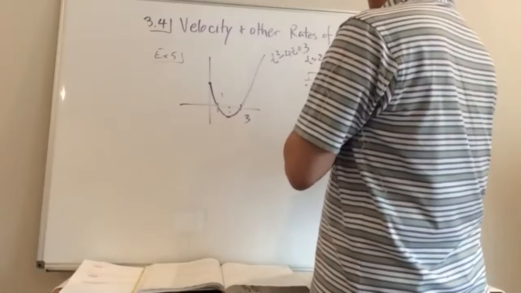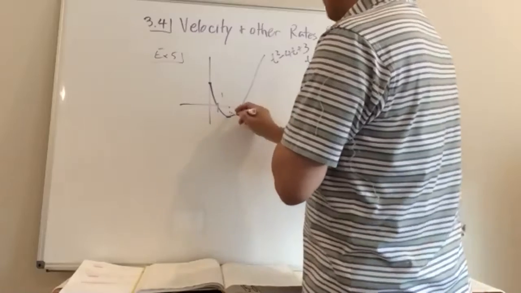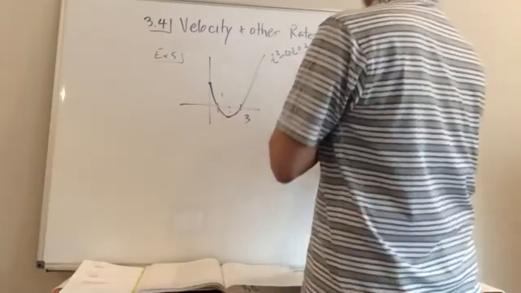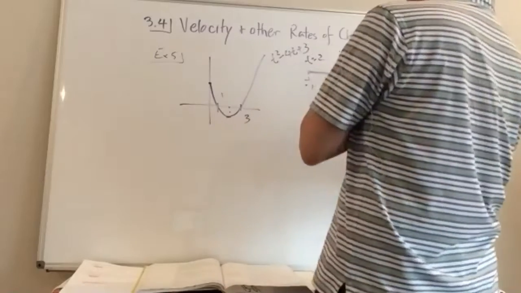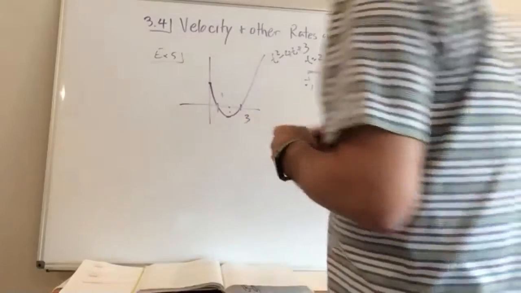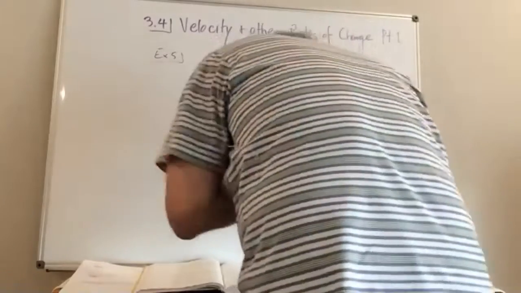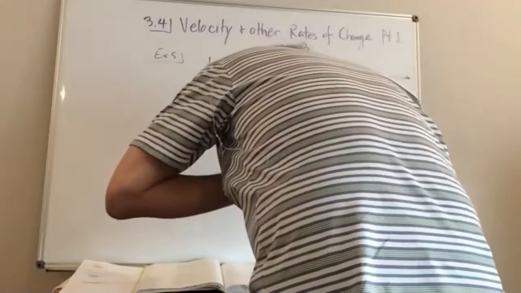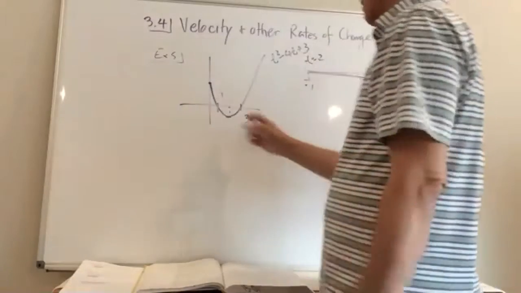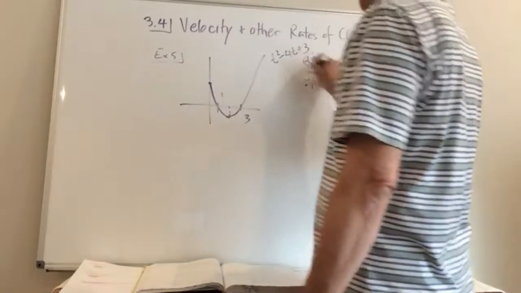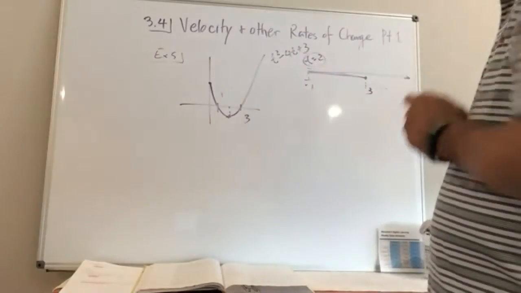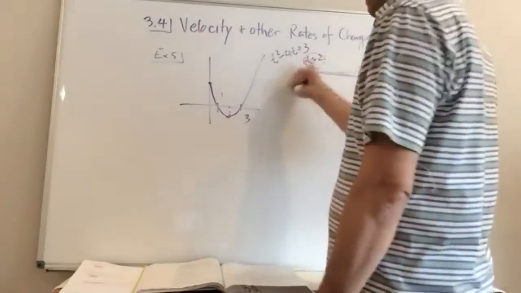So it goes here at t is equal to 2. Then it's going to go backwards this way. So it went this way and then turned around and went back that way. Okay. So at what values of t does the particle change direction? It's going to change direction right here. So t is equal to 2. When t is equal to 2, it goes from going to the left back to the right.